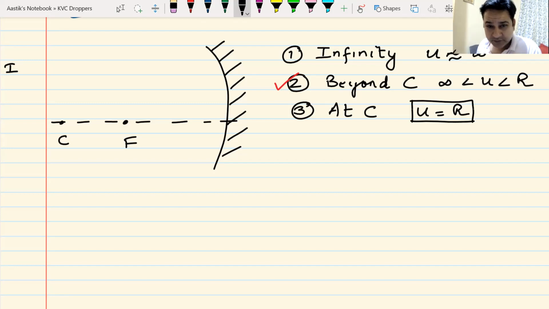Did I have reason that we have already seen this case? Now, what could be the fourth case? What could be the fourth case? Let me draw case number two and case number three.